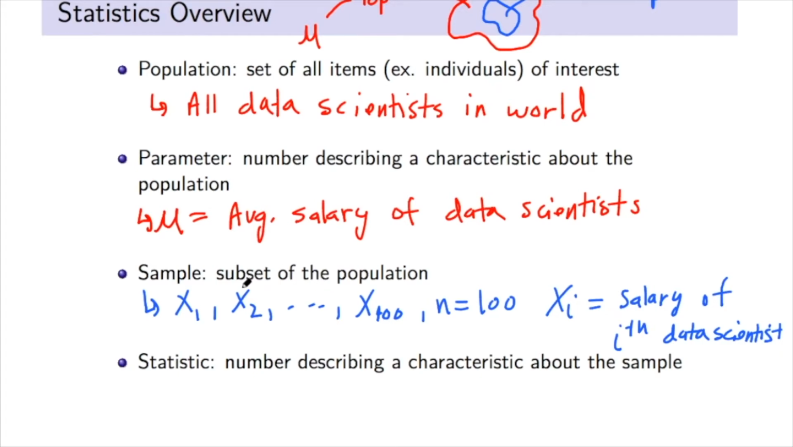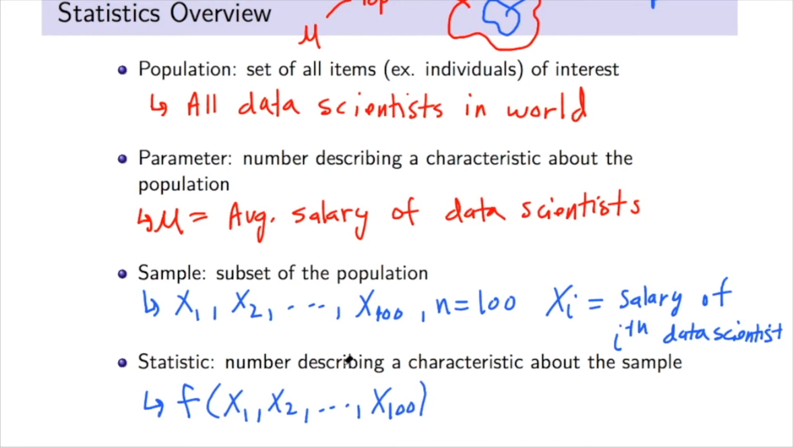Now, once we have our sample, we want to use that sample to make inference about the population. So this is where a statistic comes into play. A statistic is a number that describes some characteristic about the sample. For example, the statistic could be the maximum salary, or the minimum salary, or the median salary. Those are all examples of statistics. A statistic, more generally, is just a function of the sample, here x1, x2, all the way up to x100.